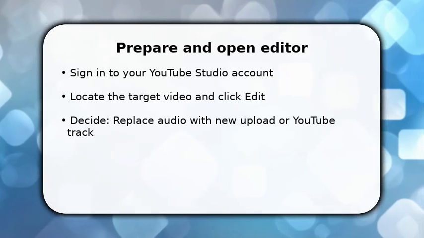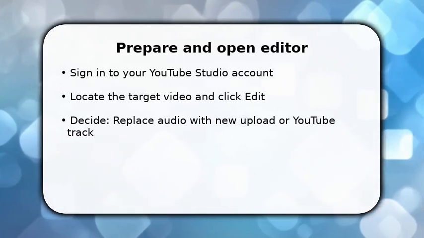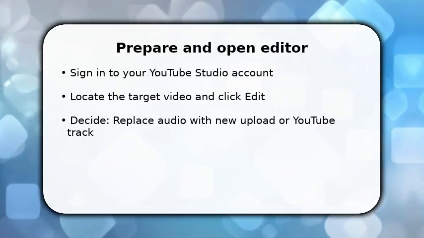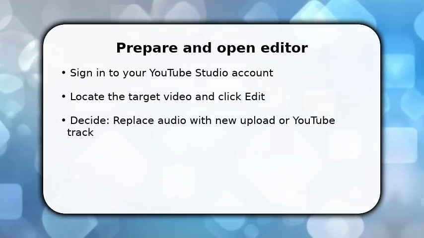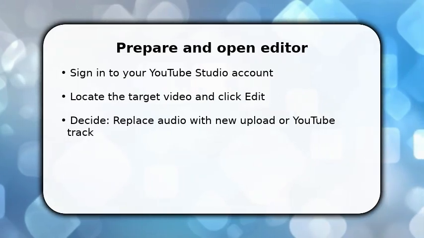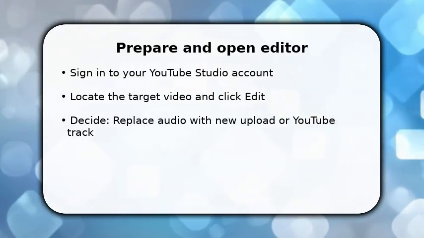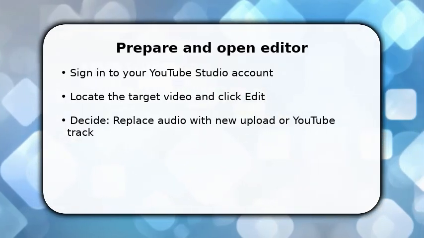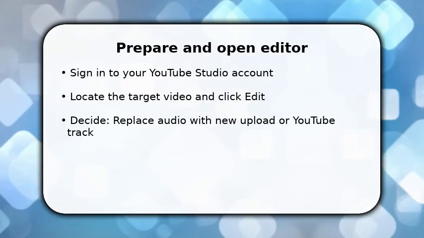You start by opening YouTube Studio and finding the video you want to change. Once located, click Edit to enter the video details page. Make sure you have the replacement audio file ready locally or choose a track from YouTube's audio library. You'll need the correct file format, MP3 or WAV, and metadata like title and license info.